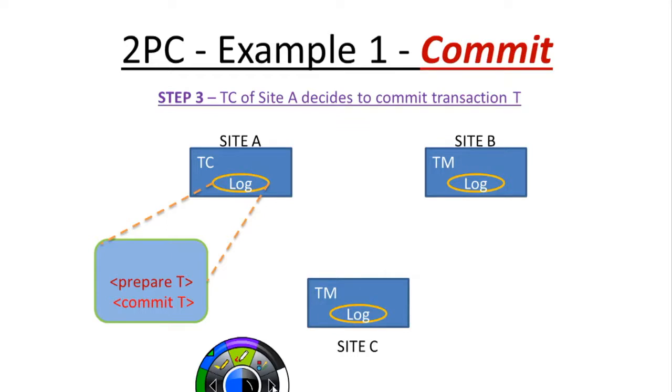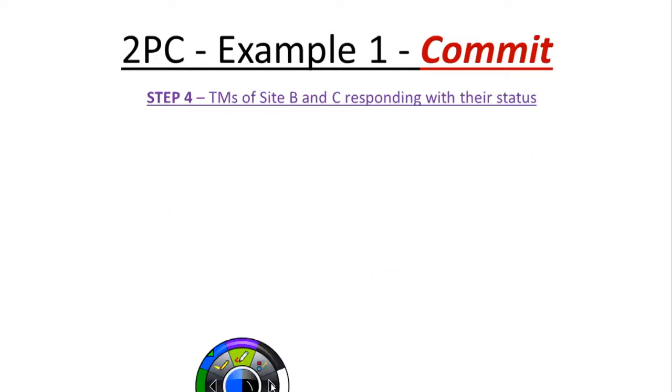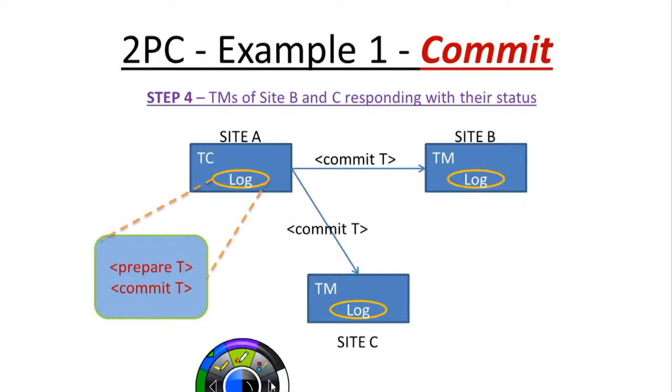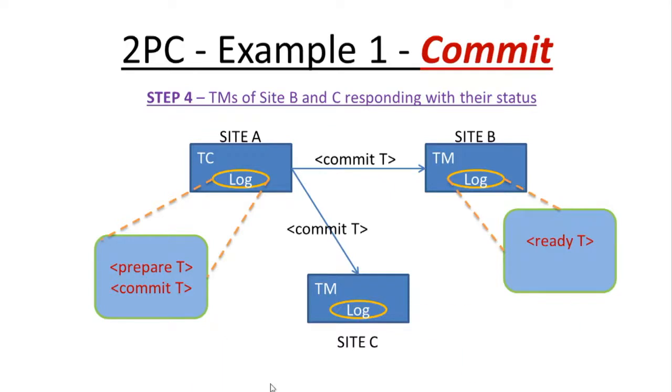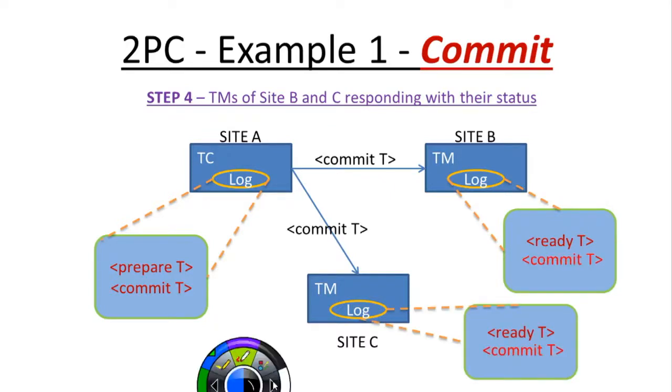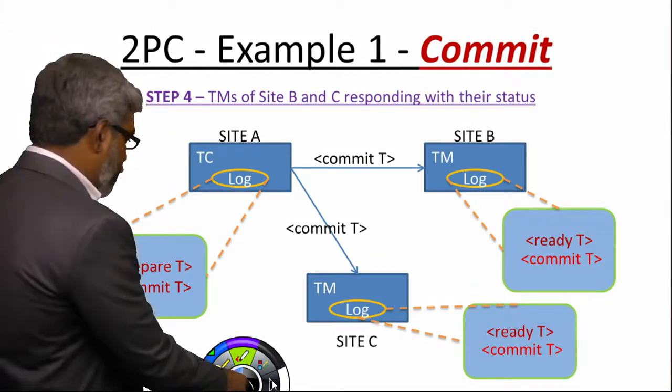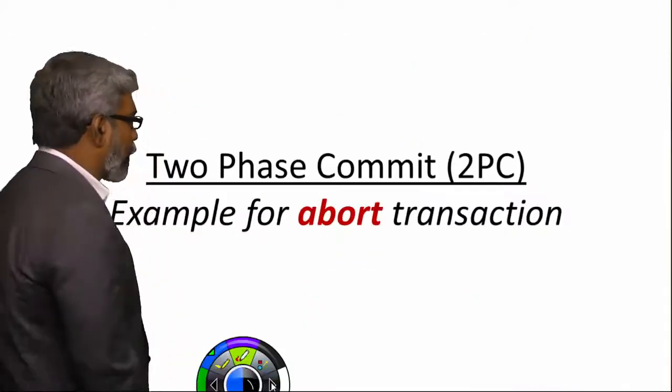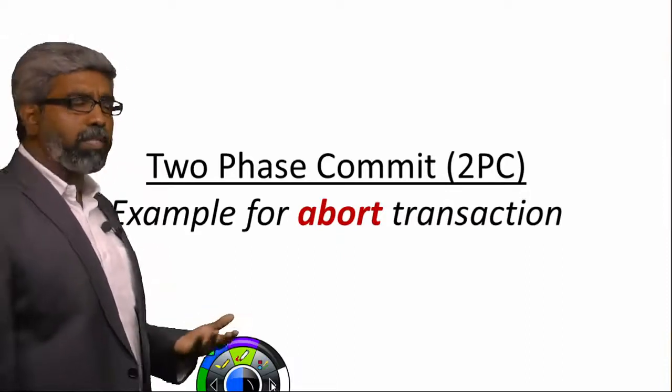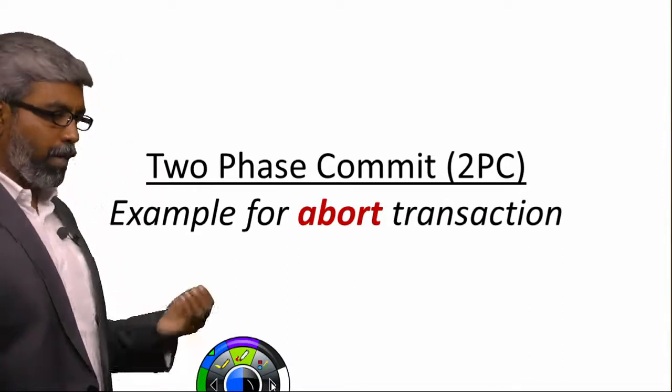So it writes a commit T message in its log file, then responds with a commit T message to all the participating sites. All the participating sites have decided to commit. So it writes in its log file, then communicates to the participating sites. Now the final step: upon receiving the commit T message, these participating sites write the commit T message in their log file, and the transaction is over. The transaction is successfully completed. This is how it happens when all the participating sites respond with a ready T message.